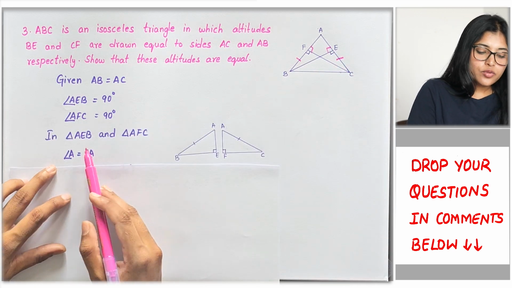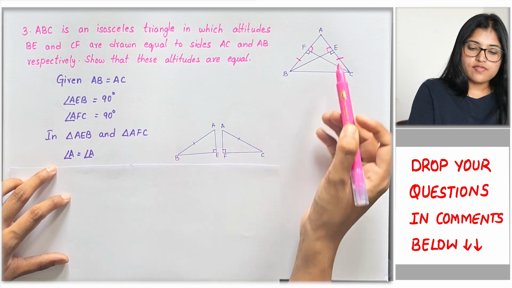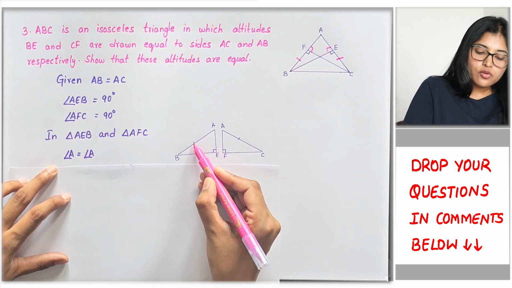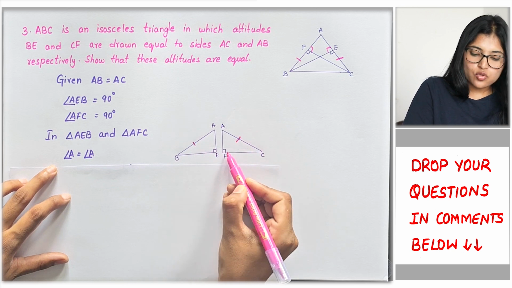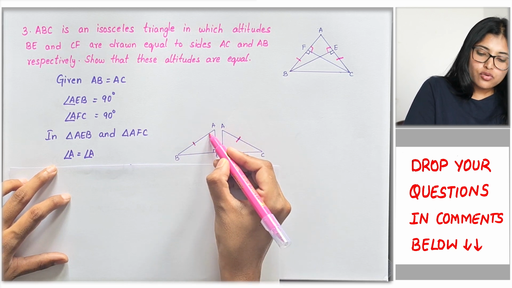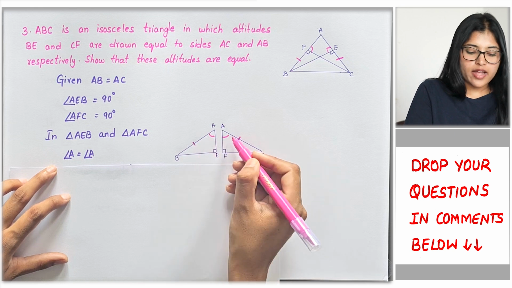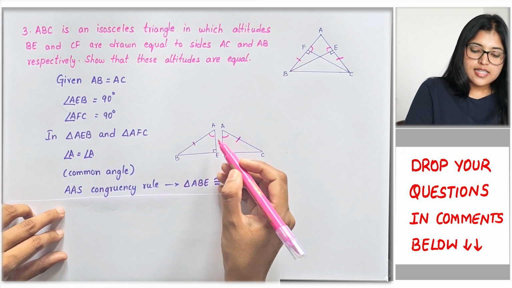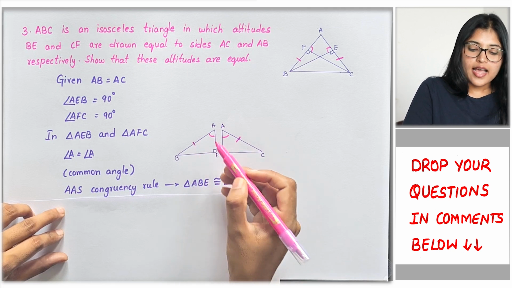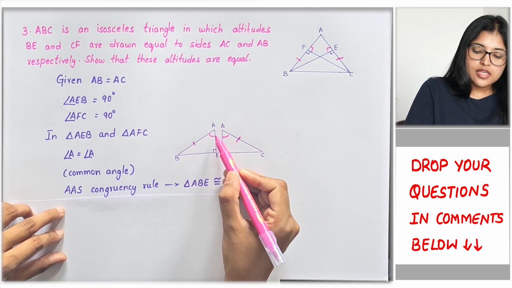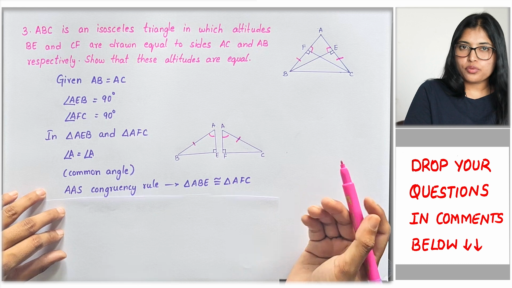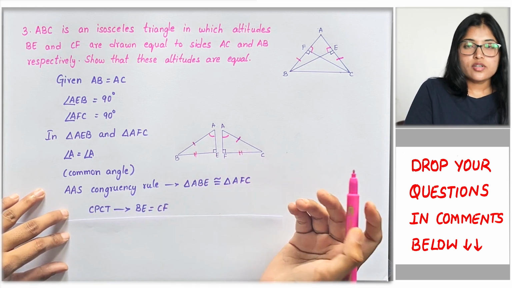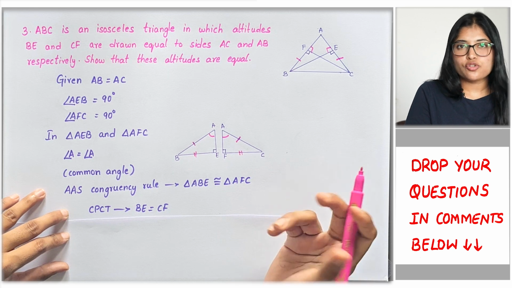Now if I consider two triangles AEB and AFC, so I am taking AEB and AFC over here. I know that this side and this side are equal, these two angles are equal, and I also know angle A is common, so these two angles are also equal. Using AAS congruency rule, that is angle angle side congruency rule, I can say that triangle ABE and triangle AFC are congruent. Now using CPCT, I can say BE will be equal to CF because all corresponding sides should be equal.